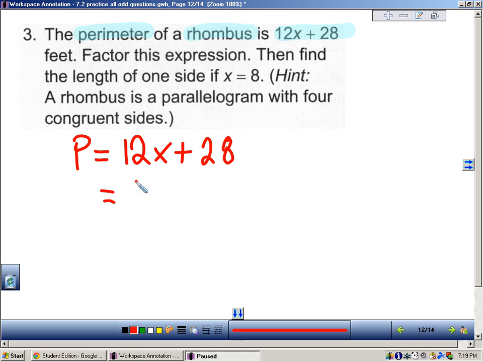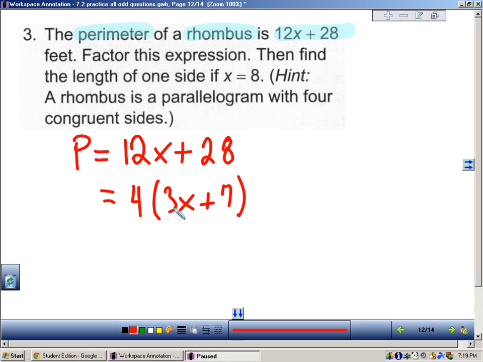12, will that work? Let's see. 28 is 7 times 4, right? And, yeah, so I think it's going to be 4, the greatest common factor. All right, so this is the perimeter of the object, and then it says, hey, find the length of one side if x is 8.